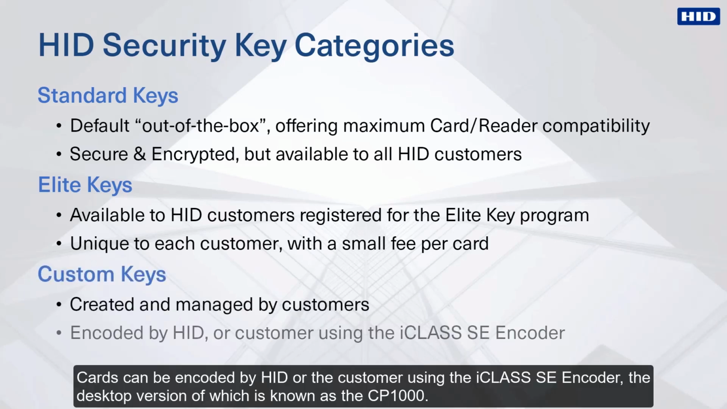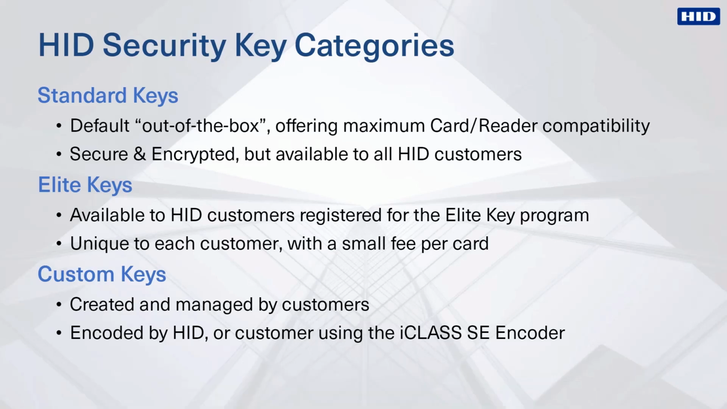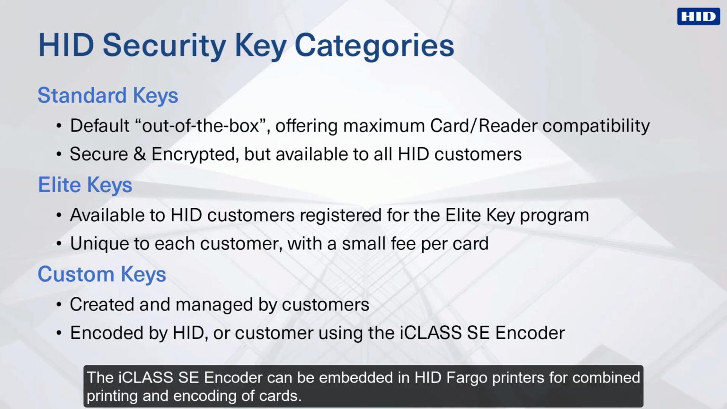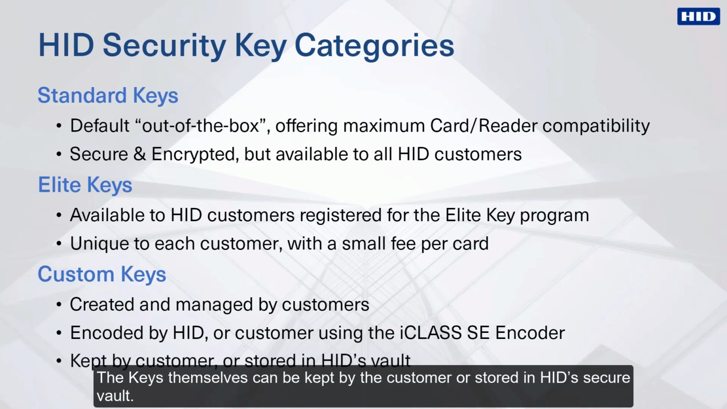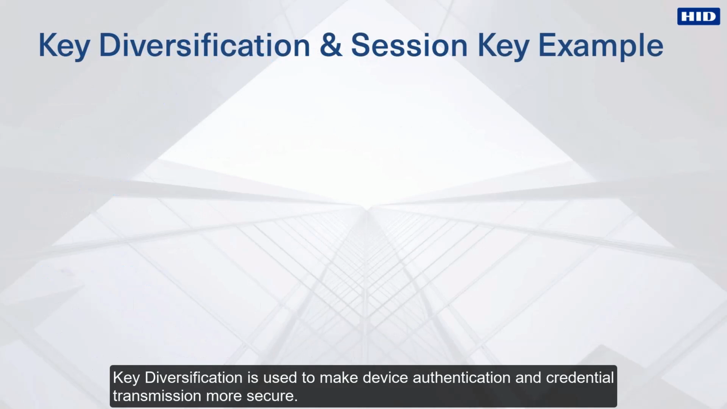Cards can be encoded by HID or the customer using the iCLASS SE encoder, the desktop version of which is known as the CP1000. The iCLASS SE encoder can be embedded in HID Fargo printers for combined printing and encoding of cards. The keys themselves can be kept by the customer or stored in HID's secure vault. Key diversification is used to make device authentication and credential transmission more secure.